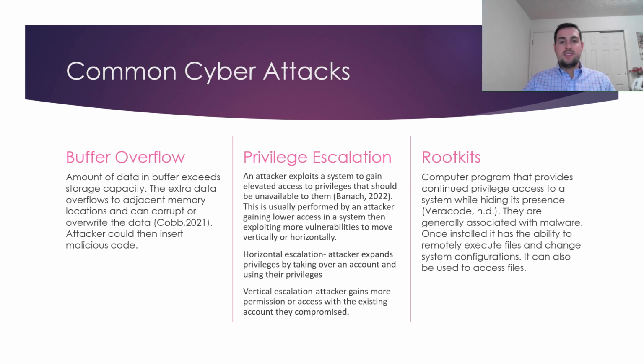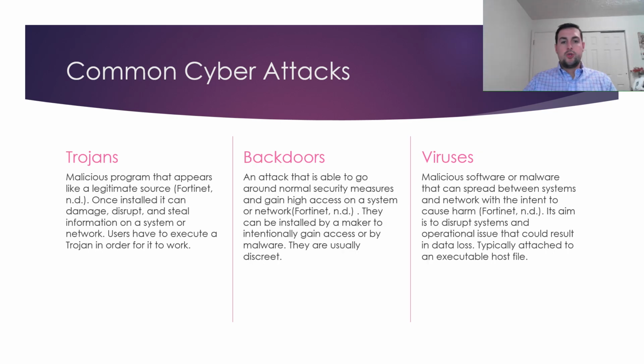And then we have rootkits, and these are computer programs that provide continued privileged access to a system while hiding their presence. So these are generally associated with malware. Once they're installed, they have the ability to remotely execute files and change system configurations, and they can also be used to access files. Trojans are a malicious program that appears like a legitimate source. So once these are installed, they damage, disrupt, and steal information on a system or network, and users have to execute a Trojan in order for this to work.